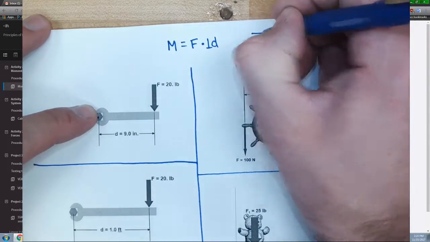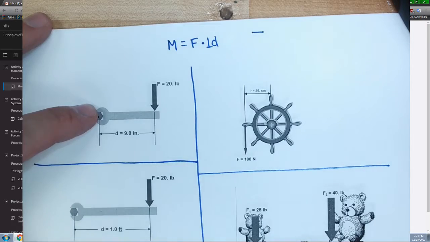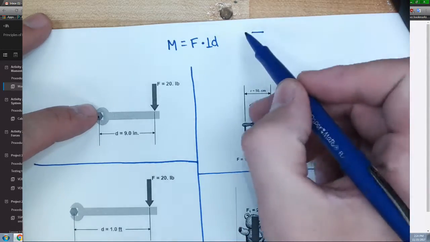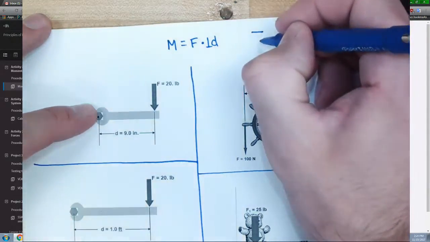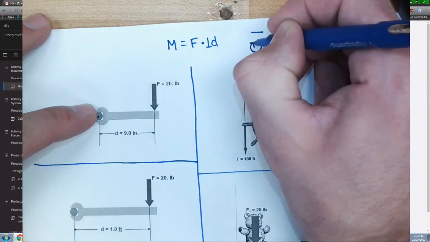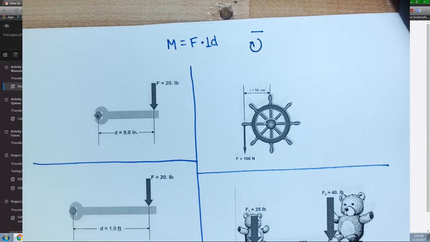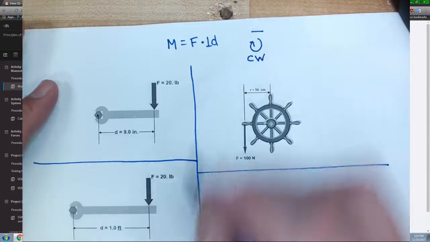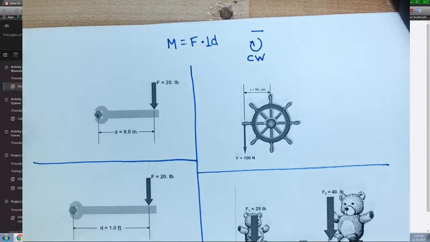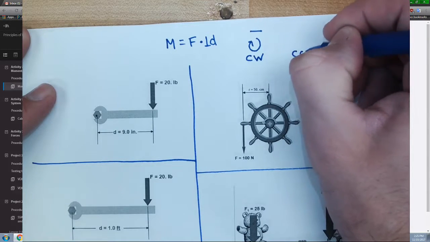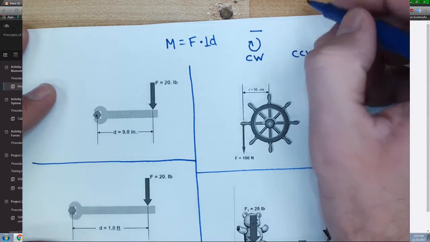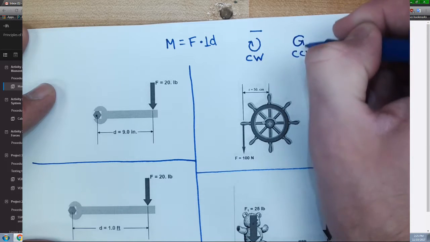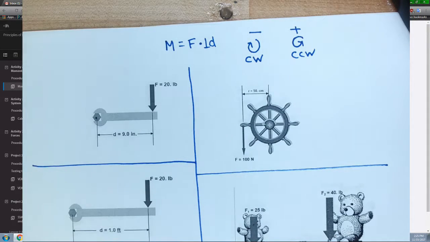If the moment itself, not the force, it's important to understand that the moment is negative when the force is rotating in a clockwise manner. So negative if they are going in a clockwise manner. Counterclockwise, CCW, is going to be obviously the opposite, and that is going to make your moment positive.